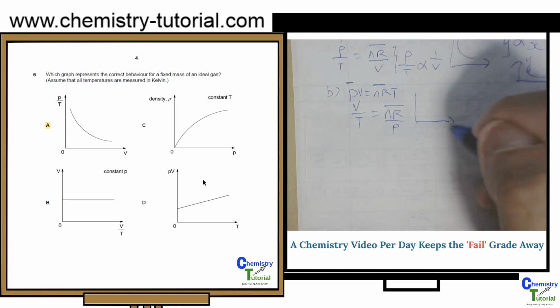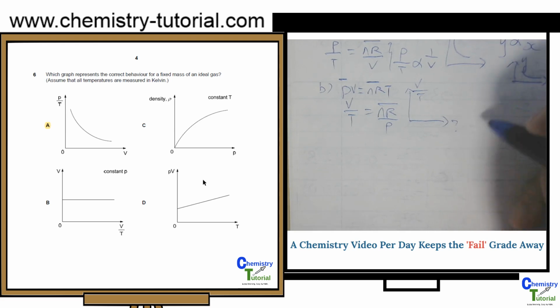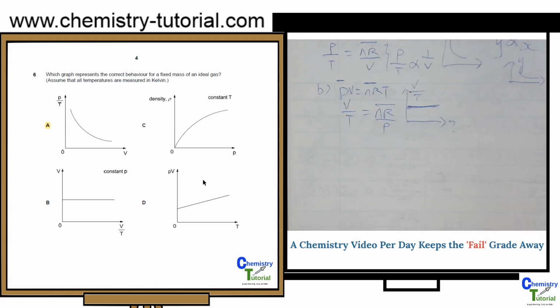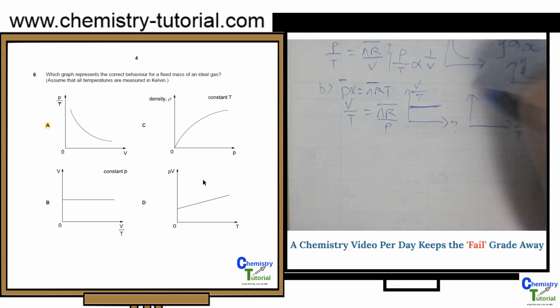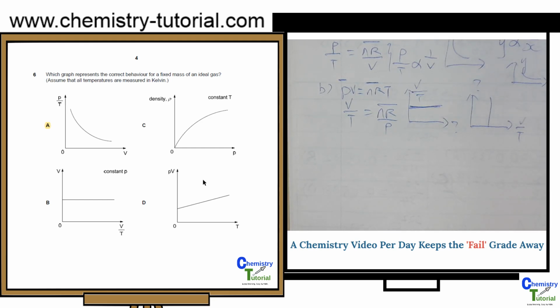That means if we were to sketch the graph of V over T against anything, it doesn't matter what the x-axis is, it will be just a horizontal line because V over T is a constant. However, in this case, our V over T is on the x-axis. Therefore, for option B, regardless of what this is, we should have this line, because you just tilt this graph 90 degrees clockwise or anti-clockwise. You're going to get this shape. So B is wrong.